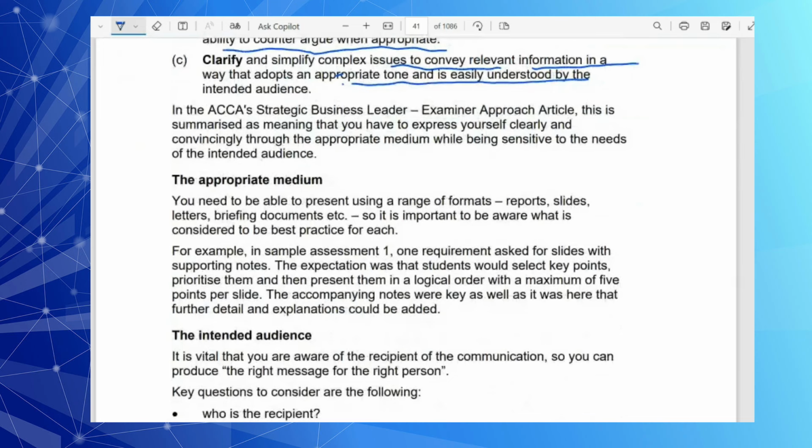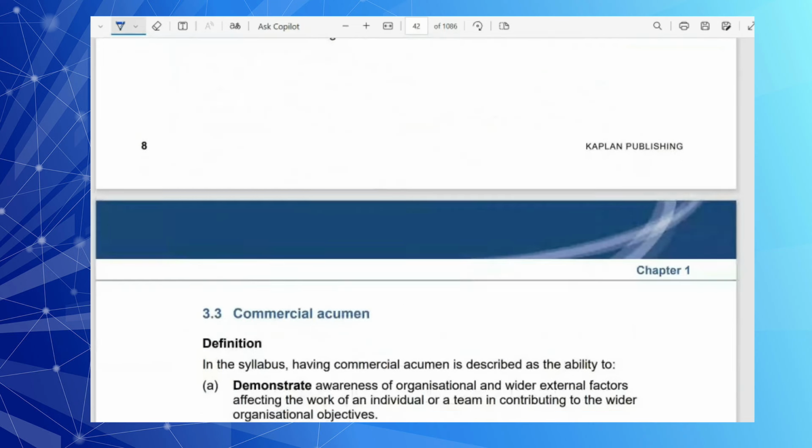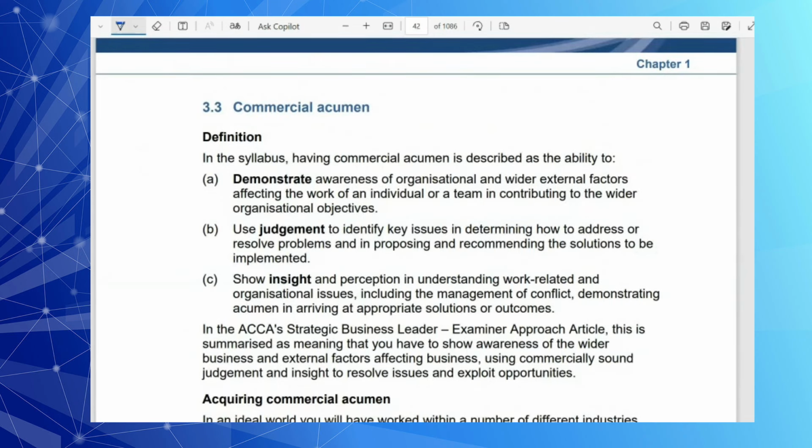Commercial acumen. So what is commercial acumen from the syllabus point of view? Demonstrate awareness of organizational and wider external factors affecting the work of an individual or a team, and contributing to the wider organization objective. As I mentioned earlier, you may have previous experience, similar industry experience, for example in a hotel. If you're joining the hotel industry, they will definitely ask about your previous experience, because they want commercial acumen.